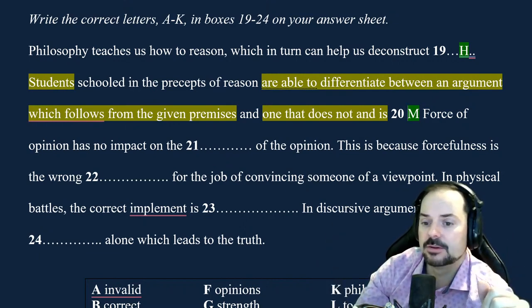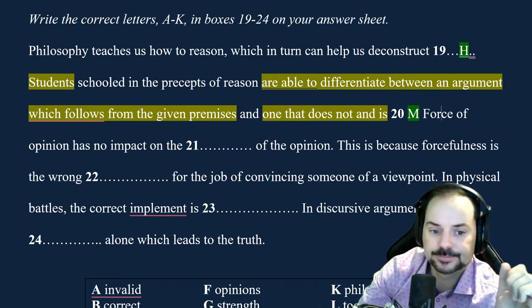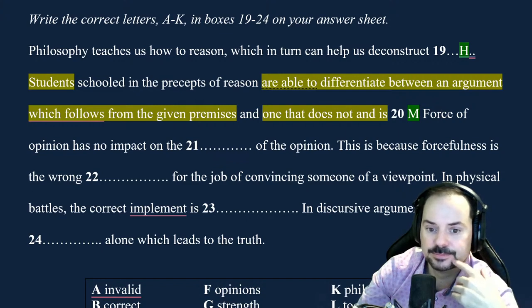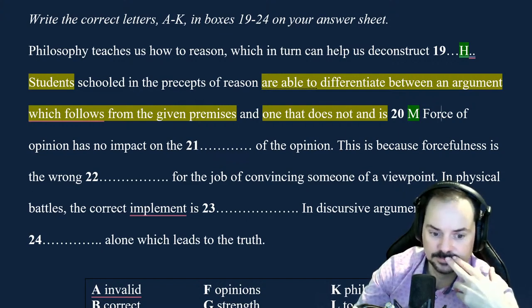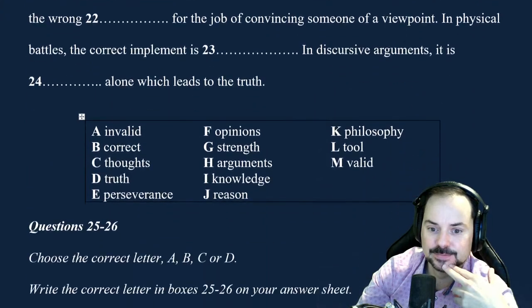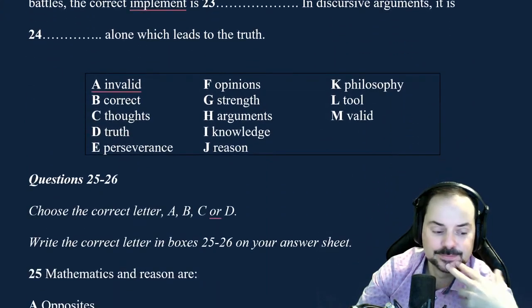Keep going, Alexander, from force of. Force of opinion has no impact on the of the opinion. Okay, what do you think that one is? Force of opinion has no impact on the strength. I don't see all choices. Can you show me if it will be done? There you go.